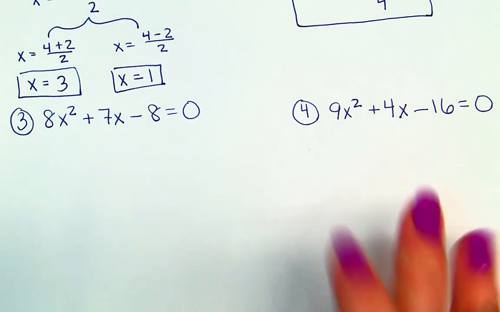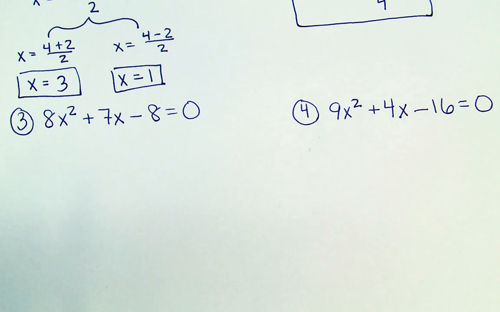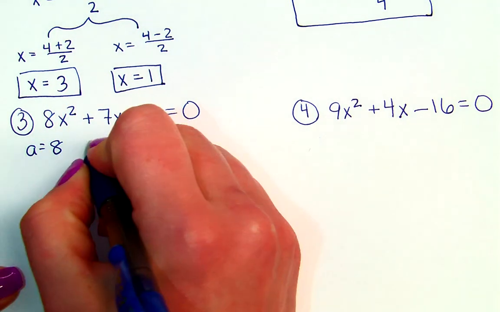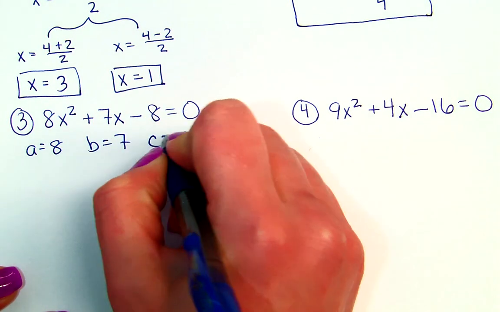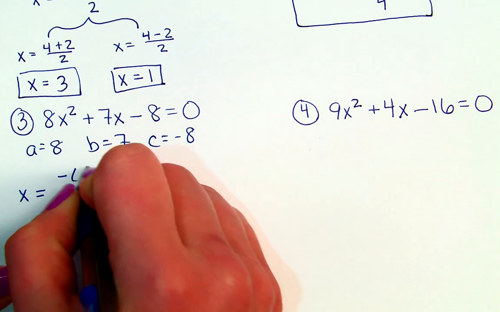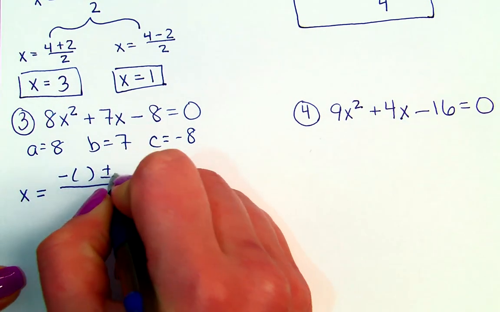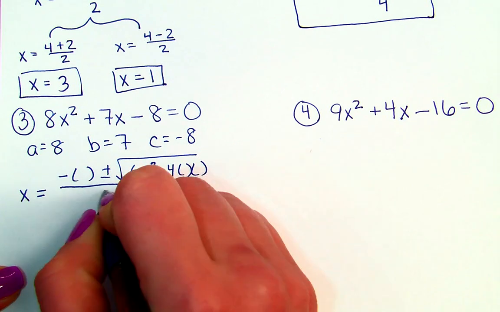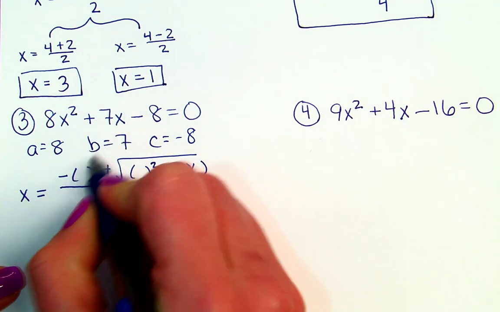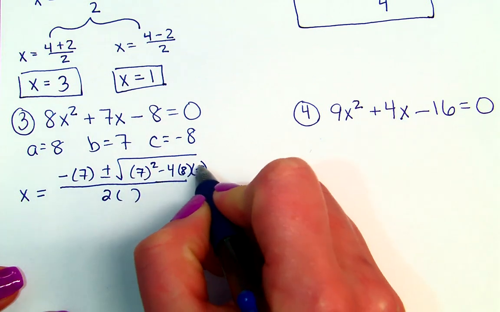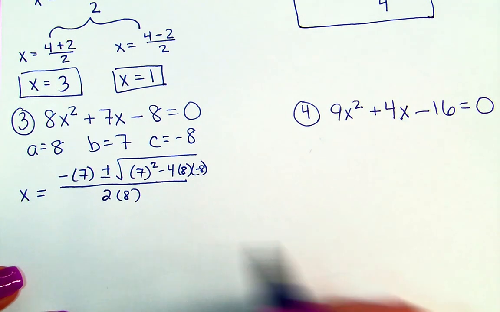If you'd like to try number 3 and 4 on your own, by all means. Okay, so A is 8, B is 7, C is -8. X equals negative of parentheses plus or minus the square root of parentheses squared minus 4 parentheses parentheses all over 2 parentheses. So plugging in 7, 7, 8, and negative 8 all over 8.